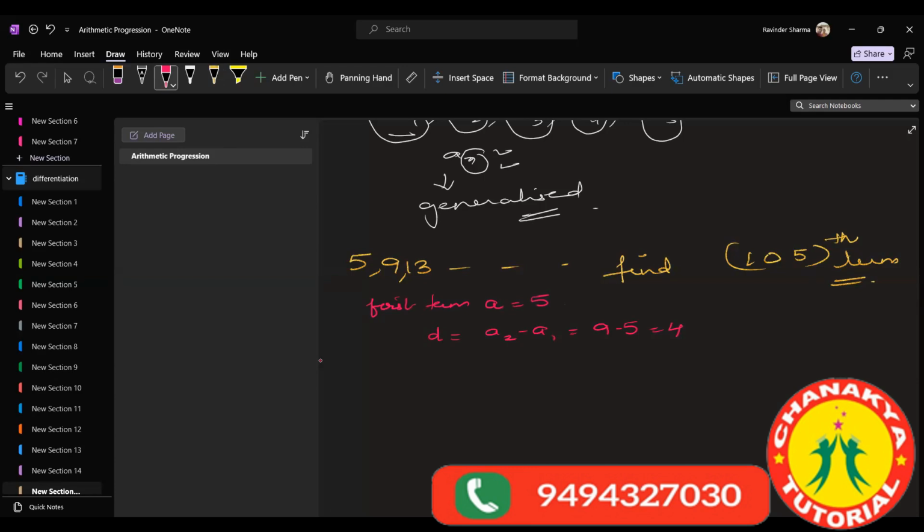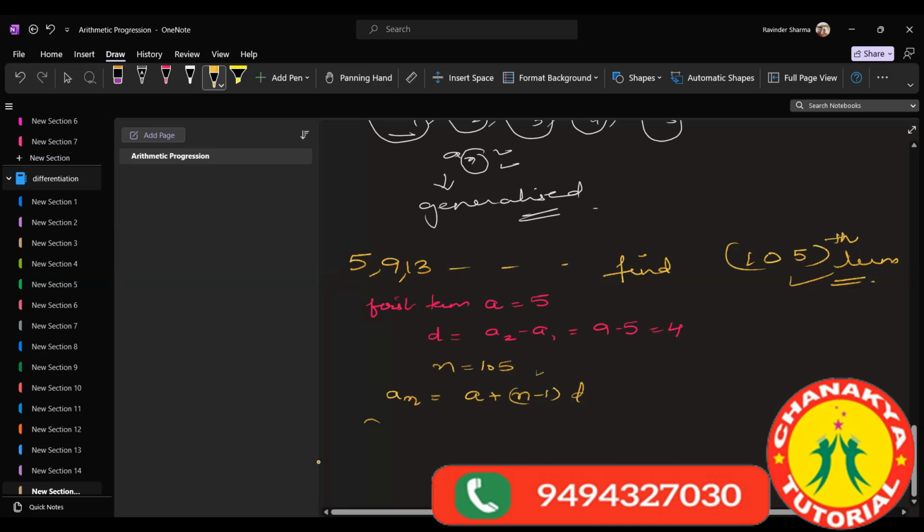Now, what is the value of n? Tell me. 105. Because you have to find 105th term, so value of n will be 105. Now we have our general term for finding nth term. It is an is equal to a plus n minus 1 into d.